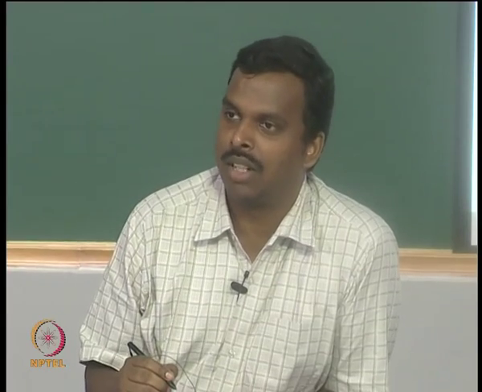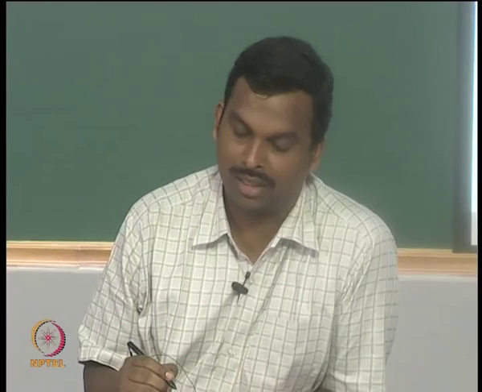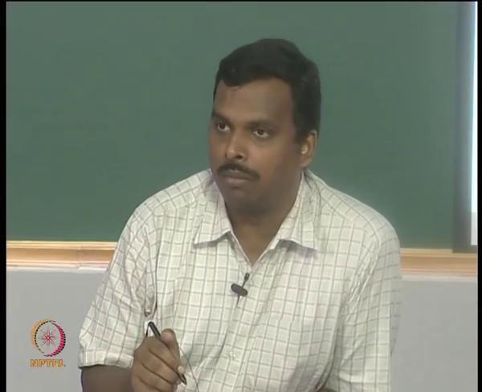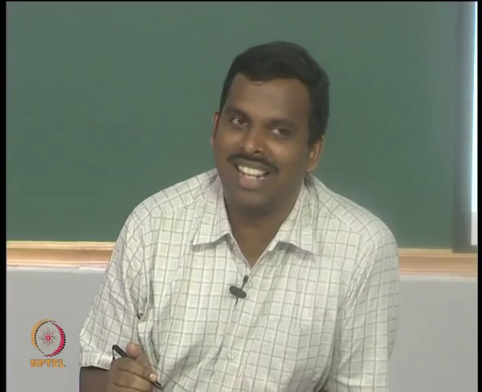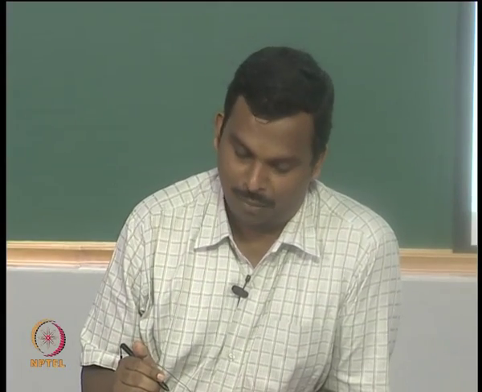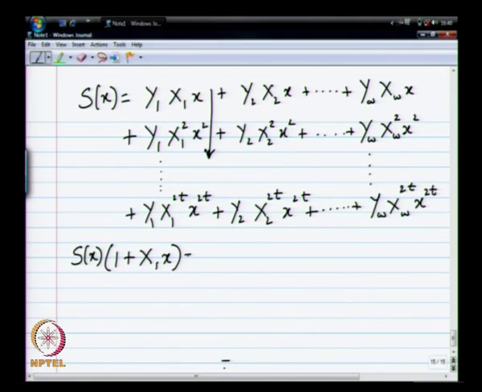That's the idea. When I multiply S of x by 1 plus x1 x, I expect a lot of cancellation in this column. The other columns won't have any cancellation, but in this column I expect a lot of cancellation. So if I do that, let me write down only the first column now. I'll forget about the other columns. What will happen?